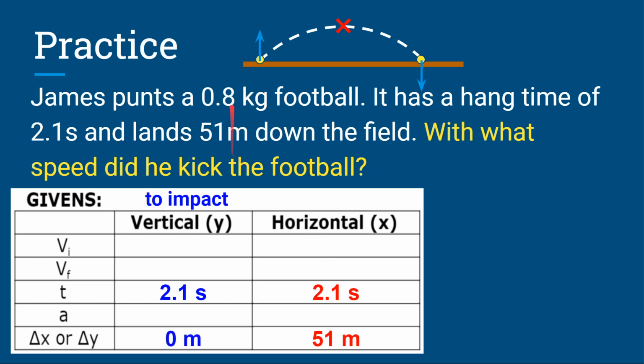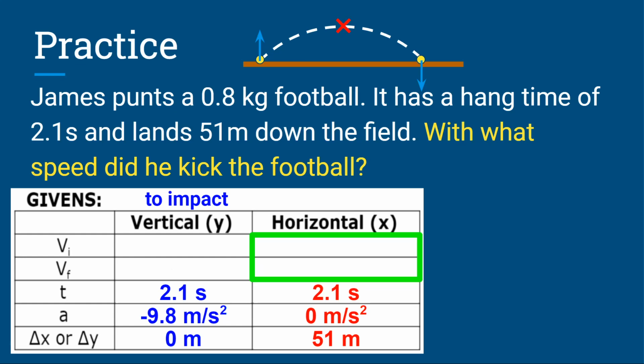I also know vertically that if he punts it on level ground, and it doesn't say level ground in here, but my picture shows it being level. I should type it in the question too, but I know it's going to land at the same height from which it was kicked. And so I'm going to say that my vertical displacement, at least from launch to landing, is going to be 0, because it's going to land at the same height from which it was launched, or kicked rather. And then I know my acceleration vertically is negative 9.8 and horizontally is 0 meters per second squared. So I can fill all of those numbers in. What I don't know are my velocities. Okay, and that's what we're trying to figure out.